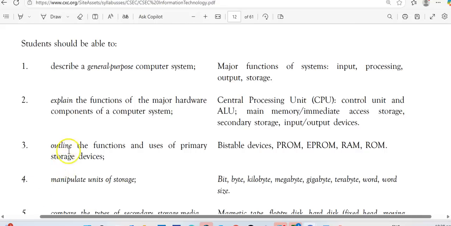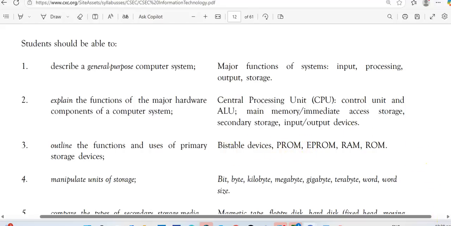All right, guys, so if you're asked about the functions and uses of primary storage data, these are the examples of primary storage data, and we looked at the functions of each of these devices.